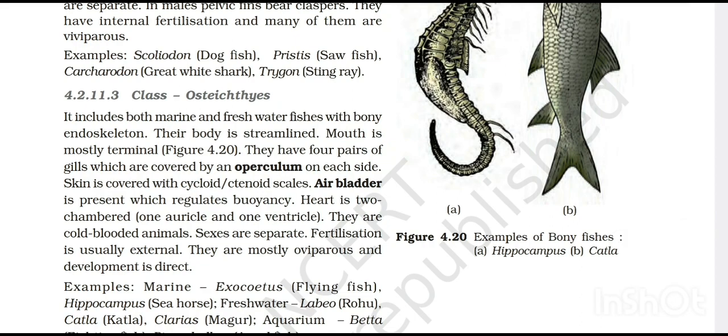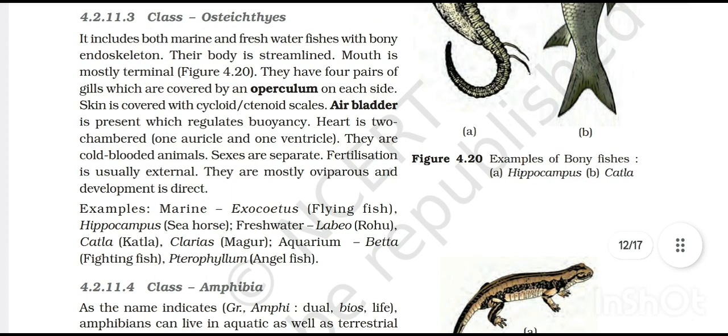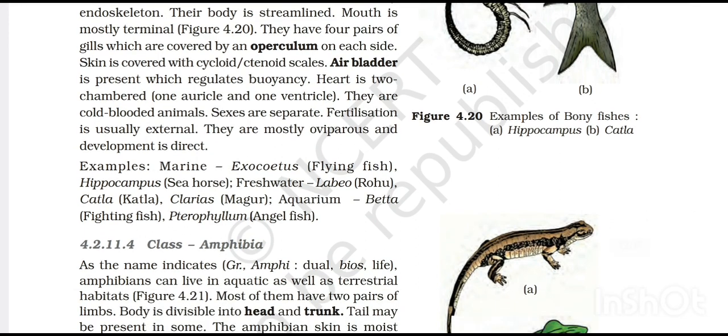Then after Chondrichthyes, Osteichthyes. It includes marine and freshwater forms with bony endoskeleton. Their body is streamlined. Mouth is mostly terminal. They have 4 pairs of gills covered by operculum. Skin is covered by scales. Air bladder is present to regulate the buoyancy. Heart is two-chambered. They are cold-blooded animals. Sexes are separate. Fertilization is external, outside the body, and they are mostly oviparous, that means lay eggs, and development is direct.